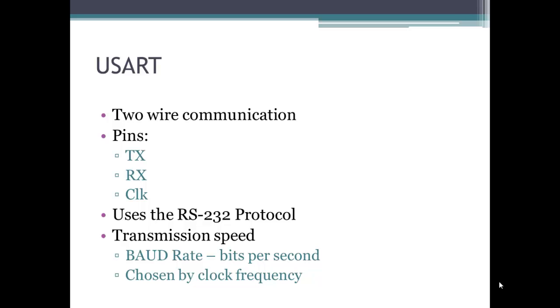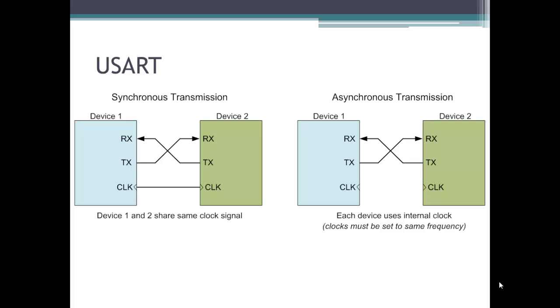Now, the other thing about the USART is that, as any serial device does, it runs at a certain speed, termed the baud rate. And this is a measure of the bits per second, how fast bits are transmitted down the wire, down the media, per second. And this is chosen by the clock frequency. So those are things we're going to look at.